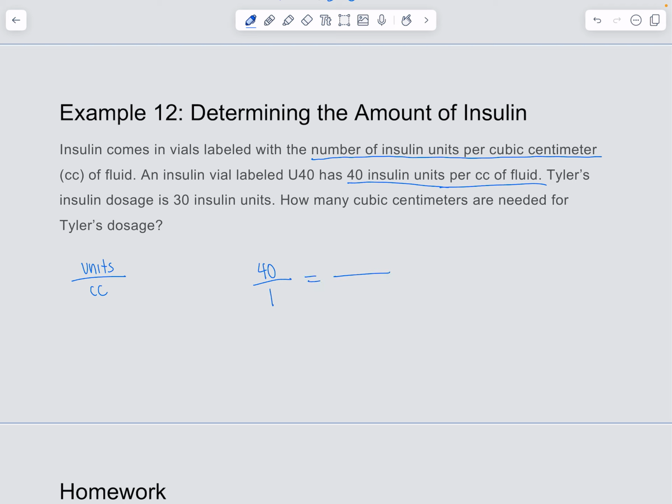Tyler's dosage is 30 units. How many cc's? We don't know cc's. I'll use X. We're using 30 units. So now we have 40x equals 30. If we divide by 40, we have x equals 3/4. So our sentence can be, Tyler needs 3/4 a cc for his dose.